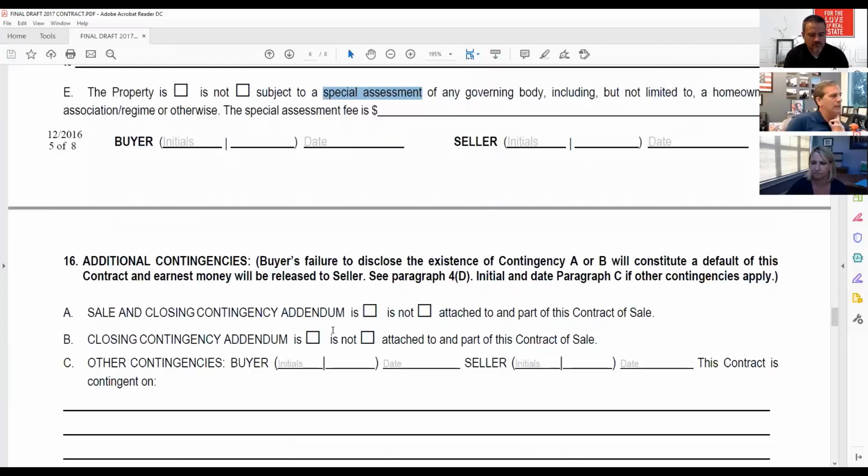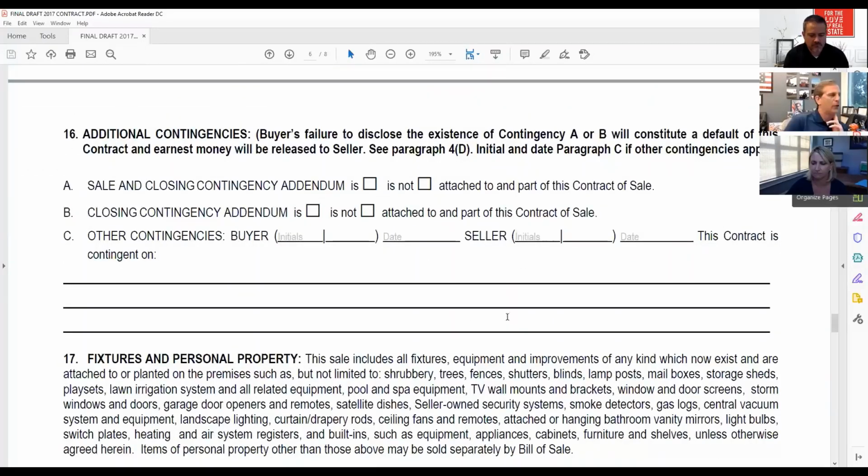Number 16, additional contingencies. We could do a class on this as well. Section 16A is the selling close contingency. Addendum is or is not attached. 16B, closing addendum contingency is attached, and other conditions.